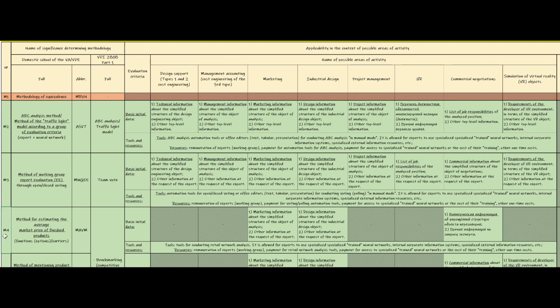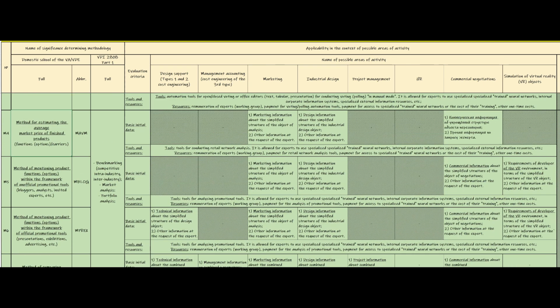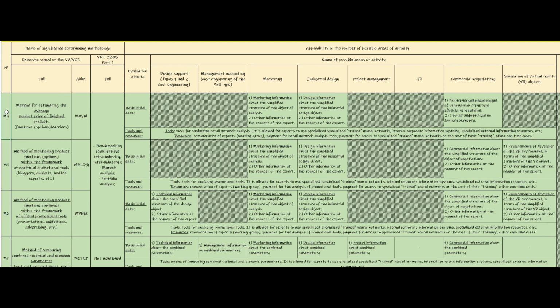M4. Method for estimating the average market price of finished products. Functions or options of function carrier. The methodology includes an analysis of the average price of function carriers, components of the object of analysis, by analyzing available information sources. We are mainly talking about the price lists of online stores, etc.